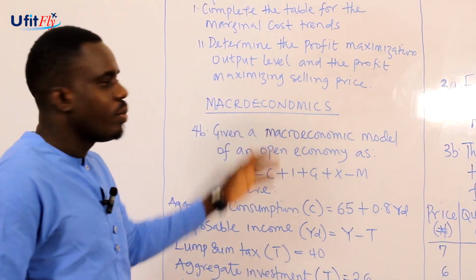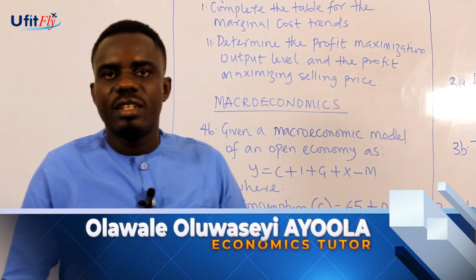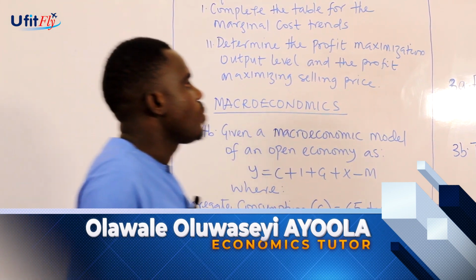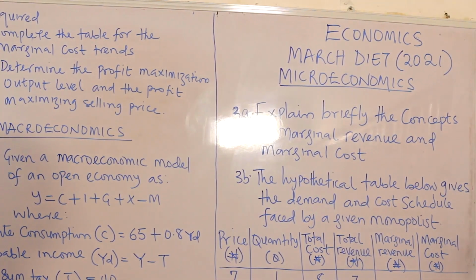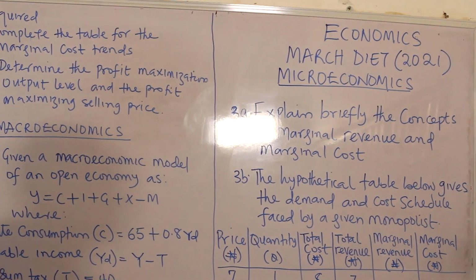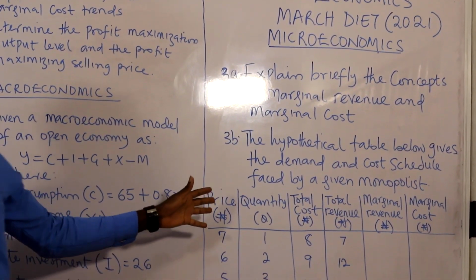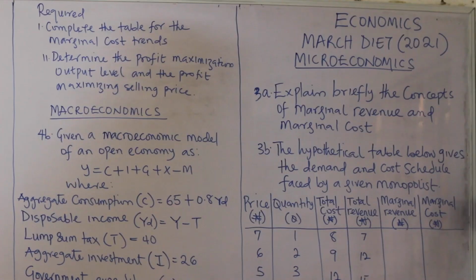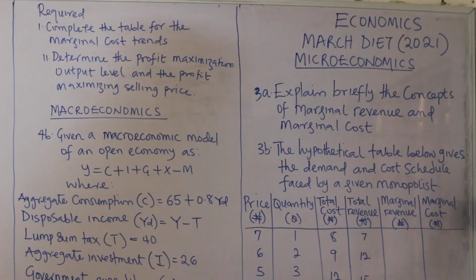However, in macroeconomics, we have topics like inflation, unemployment, money, international trade, and so on and so forth. But today, we restrict our class to the cost and revenue concept and national income account. From the question on the board, we are to examine the marginal revenue and marginal cost. Also, we have a hypothetical table to examine the relationship between marginal revenue and marginal cost. However, for macroeconomics, we have questions on national income account. So I will start from microeconomics.